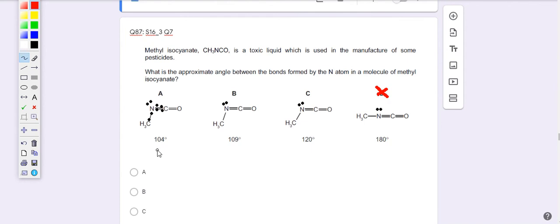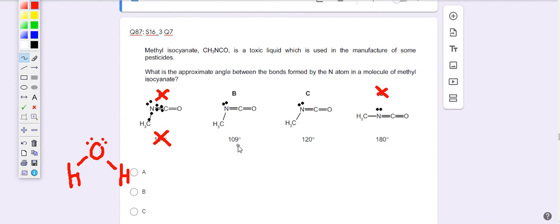Now 104 would be too small of a bond angle for methyl isocyanate. Why? 104 is for water, right? Water, H2O. Now oxygen has 2 lone pairs. So these 2 lone pairs, the repulsions are too strong. So the bond angle is smaller, 104. But here we have only 1 lone pair. So 104 is too small. So A cannot be the answer also.